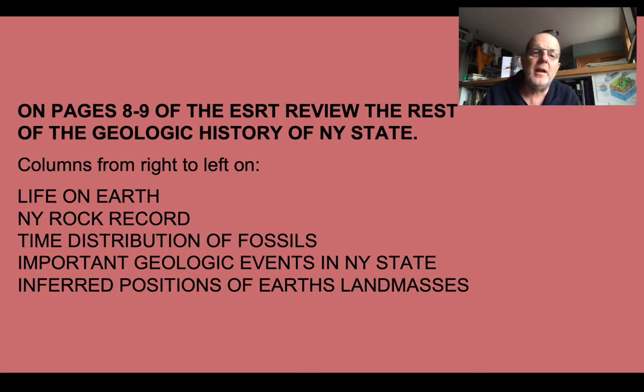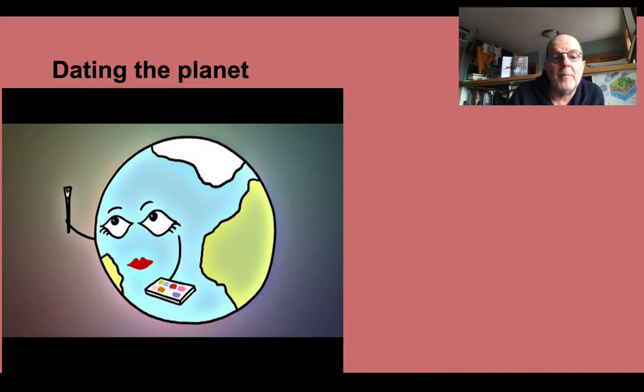On pages 8 and 9 of the ESRT, review the rest of the geological history of New York State. Columns from right to left: life on Earth, the New York rock record, the time distribution of fossils, important geological events in New York State, and inferred positions of Earth's land masses. And with that, I'll just go back to show you those.